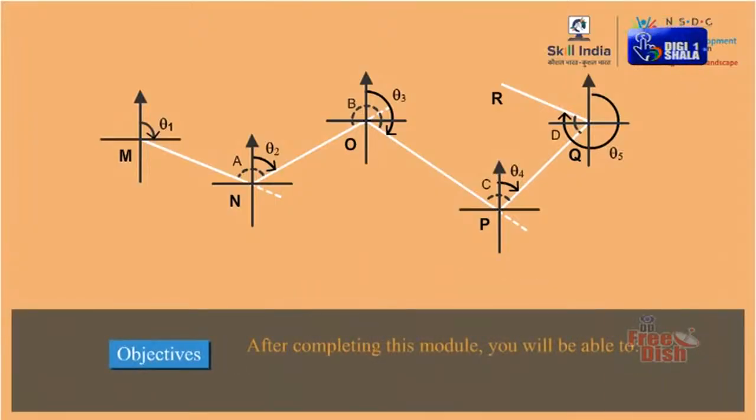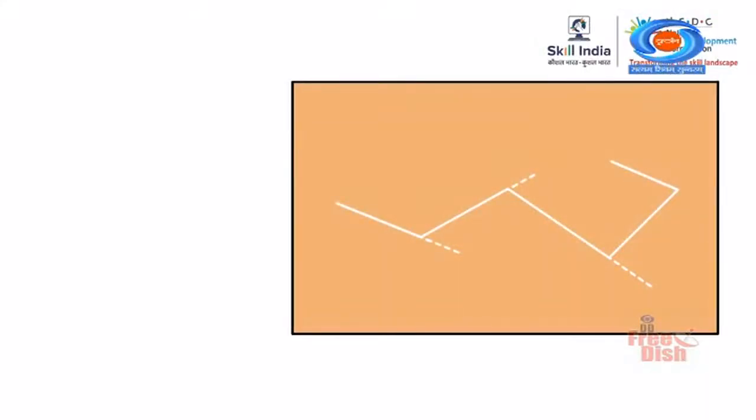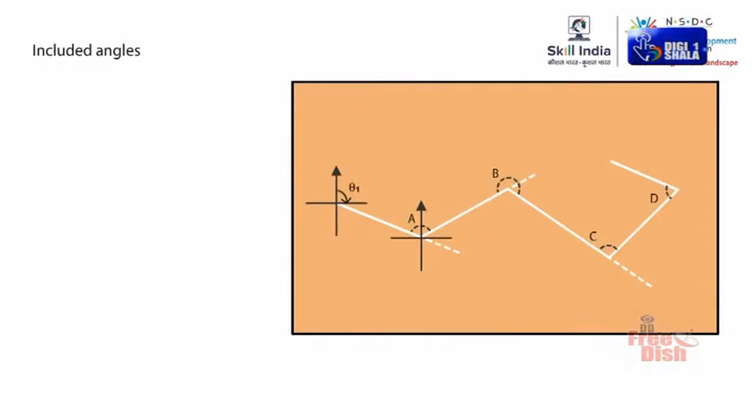After completing this module, you will be able to compute. Let us begin by taking a closer look at the map. A, B, C and D are the included angles which have been measured clockwise from the respective backstations. Theta 1 is the measured bearing of the survey line MN.